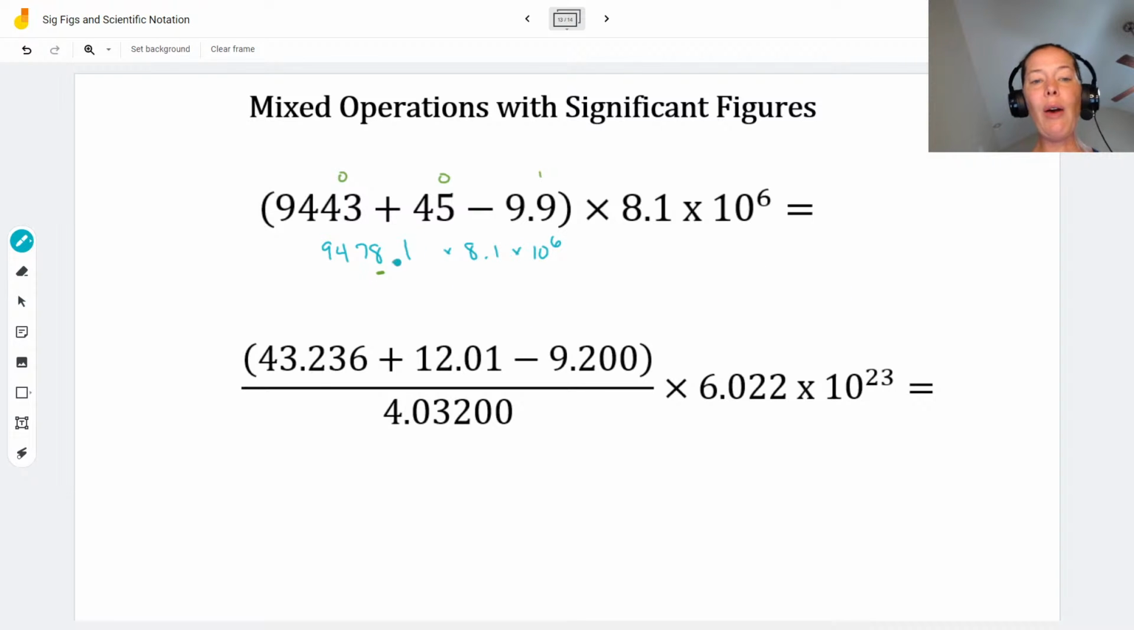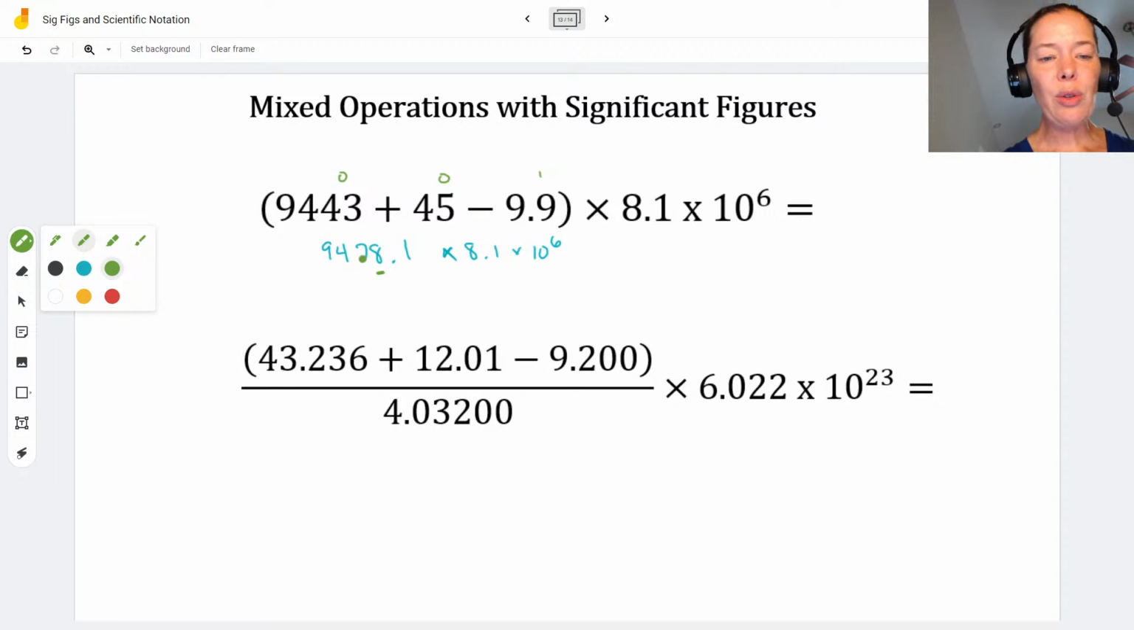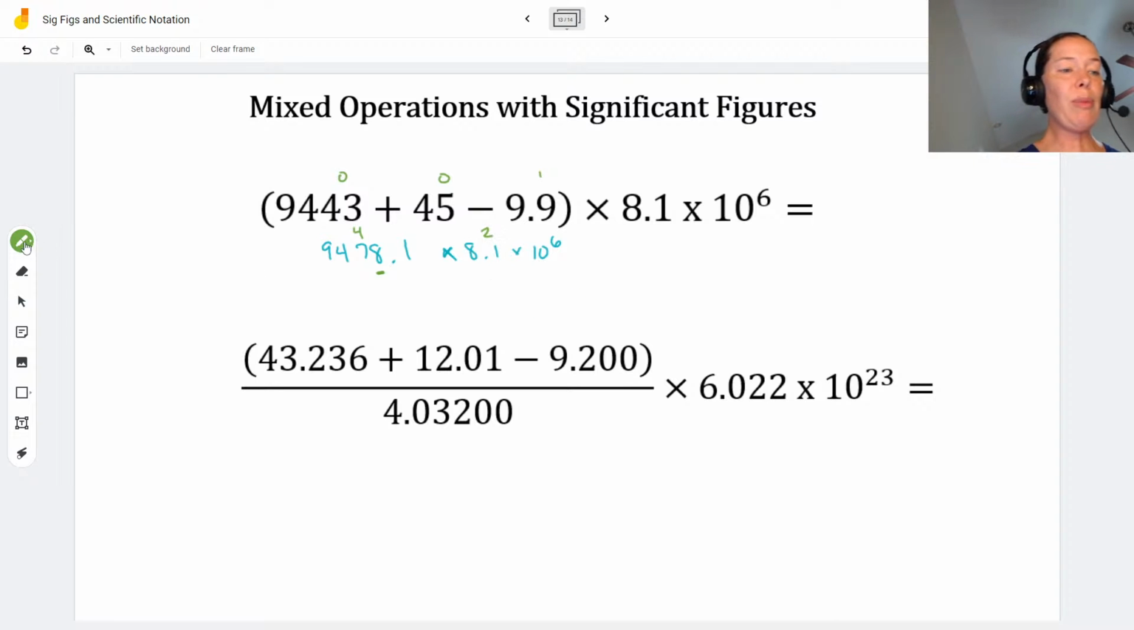All right, so now I'm doing multiplication division. Sorry, that times was kind of small. So now I switch rules to multiplication division. I'm looking at total number of sig figs. So I have 1, 2, 3, 4 sig figs in that number, and just 2 in this one. So my answer should have 2 sig figs. So when I put this into my calculator, which I did do, here's my answer, 7.7 times 10 to the 10th. Okay, let's do one more.